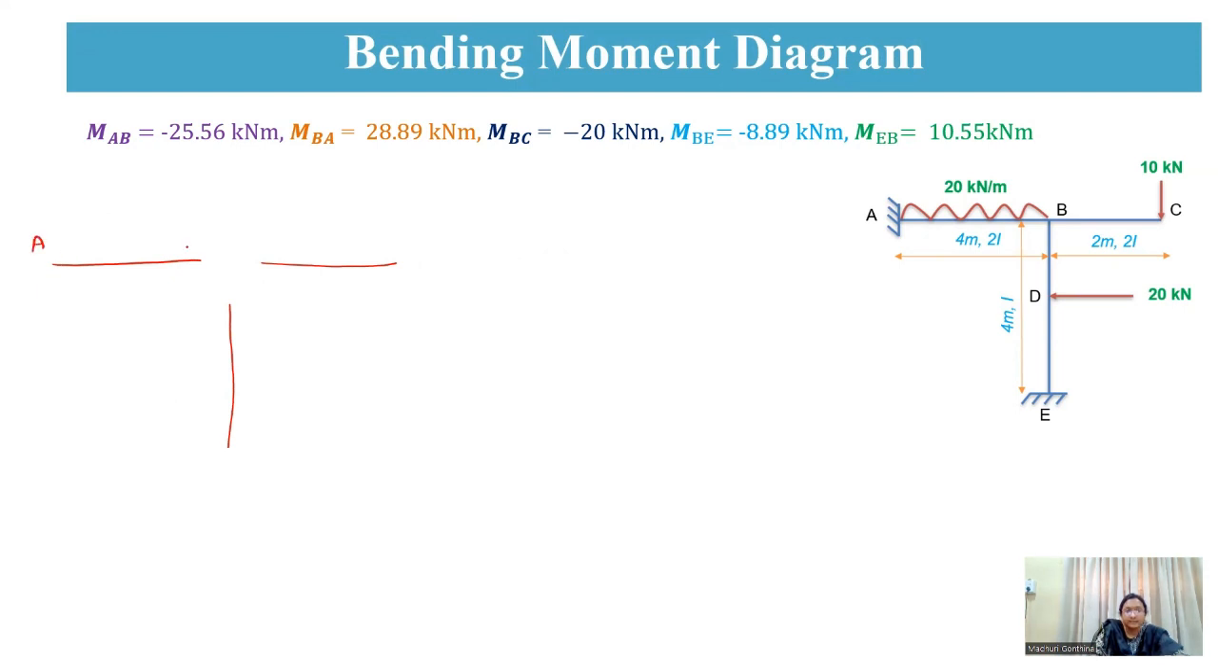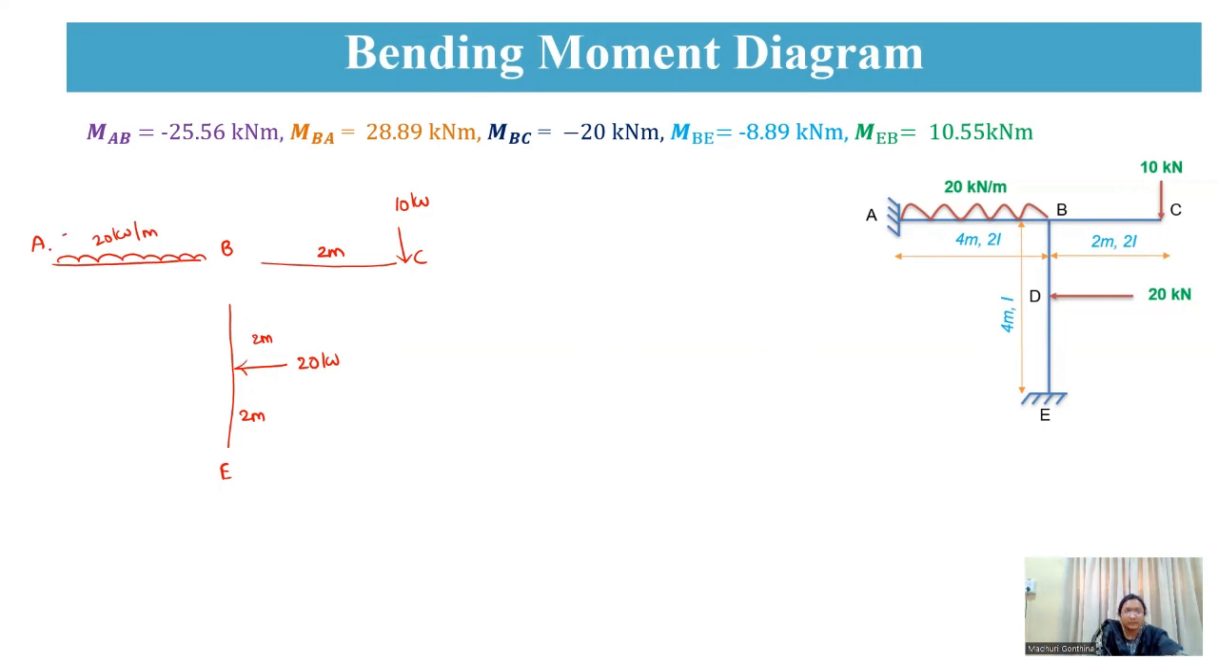So this is A, B, C and E. So we'll draw the external loading also: 20 kilonewton, 2 meter, 2 meter. And this is a point load of 10 kilonewton, which is of 2 meter. And here it is a UDL of 20 kilonewton per meter.